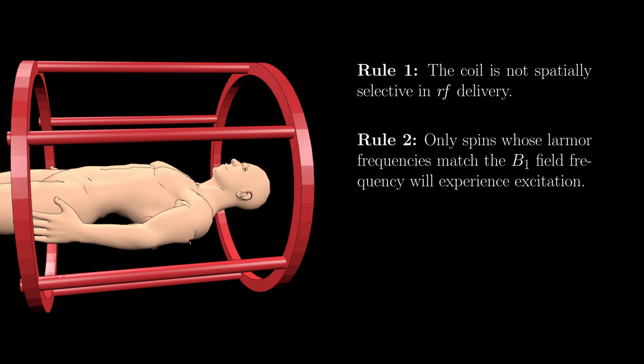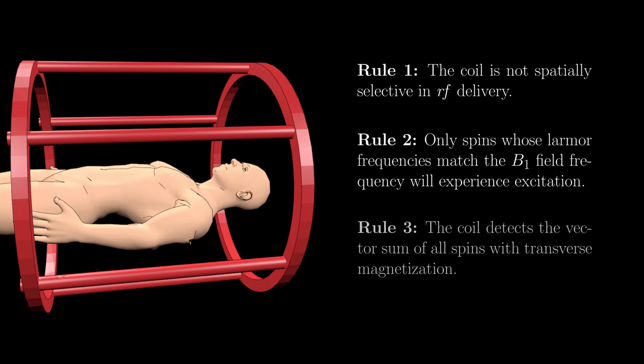So if we were to create a magnetic field which varies in space, i.e. a gradient, we can alter the spin's Larmor resonances in space and thus only excite spins in the desired locations in the sample. That's the idea behind slice selection, exciting only a specific volume of spins in the body for subsequent detection. Finally, Rule 3 of the RF coil has to do with detection of the NMR signal.